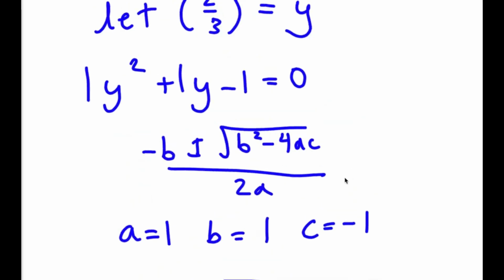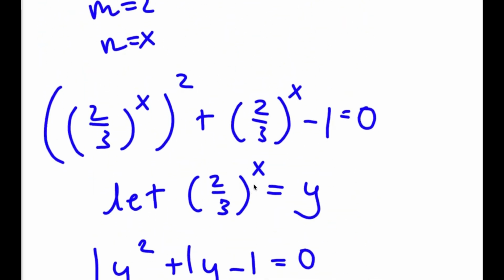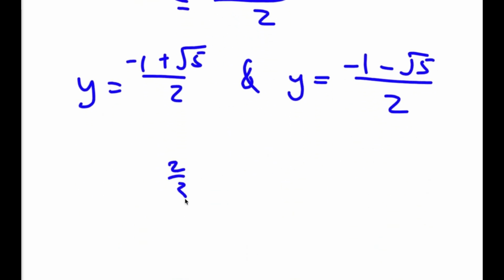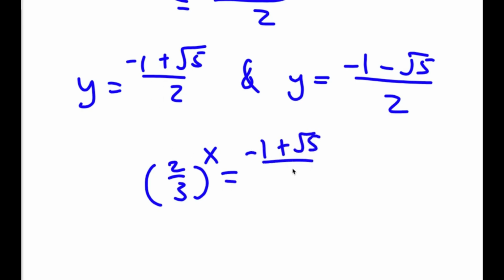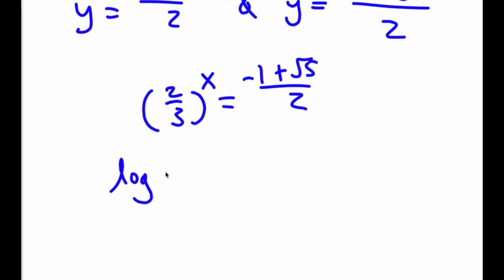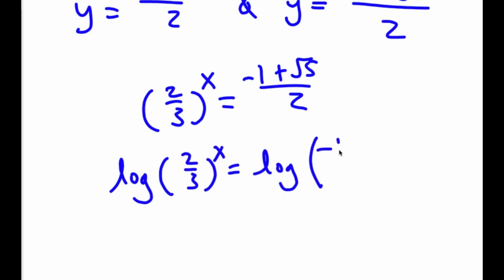So remember how we set y equal to (2/3) to the power of x. So now we have (2/3) to the power of x is equal to, let's start with -1 plus the square root of 5, over 2. So if I solve this, I'll first take the log on both sides. So I have log of (2/3)^x is equal to log of (-1 plus the square root of 5)/2.